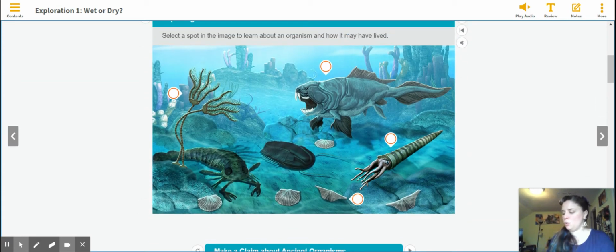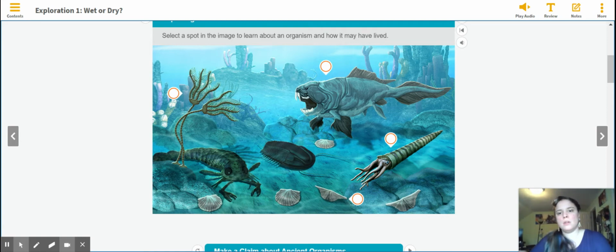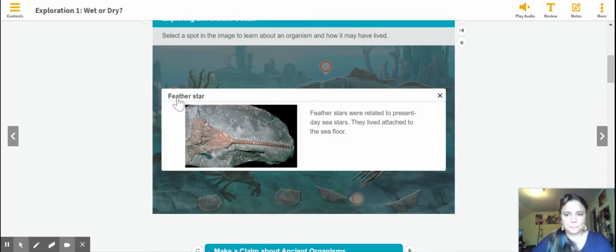Now, in yours, you are going to have to play like a matching game with these eventually. So you'll have to match the definitions with the actual animals. So this one is a feather star. Feather stars were related to present-day sea stars. They lived attached to the sea floor.